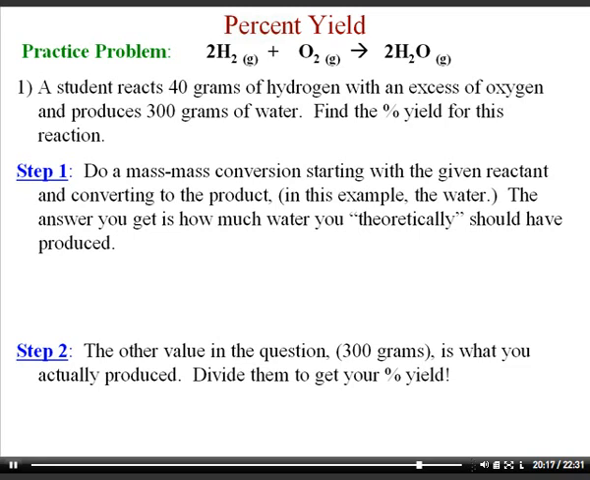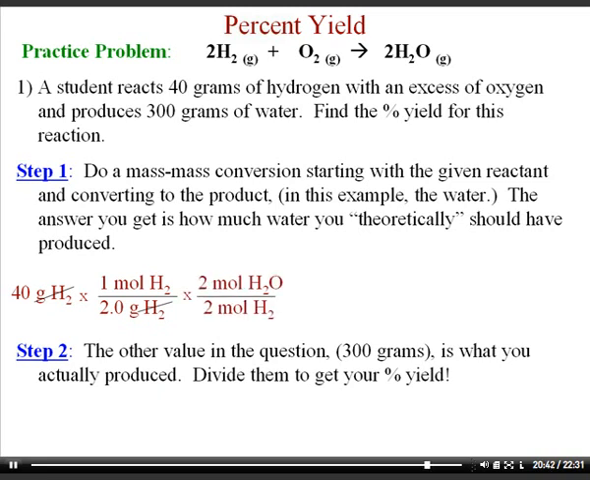So we're going to do a conversion problem starting with the 40 grams of hydrogen. You always start with the reactant. So we have 40 grams of hydrogen, and we're going to figure out how much water we were supposed to actually make. We're going to convert grams to moles, the first step of any three-step problem. We find 2.0 grams from the molar mass on the periodic table, 1 mole always for the first step, and we're going to change moles of hydrogen to moles of water, and this is a 2-to-2 mole ratio, and that comes from the BCE. And the last step, we're going to convert moles of water to grams of water.